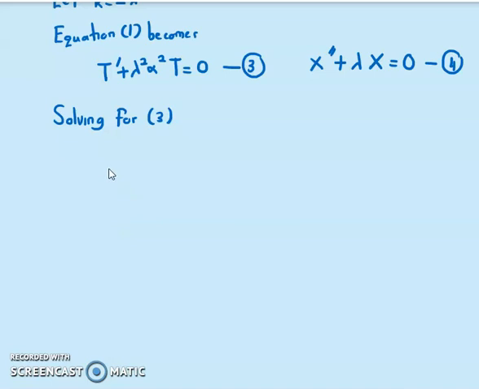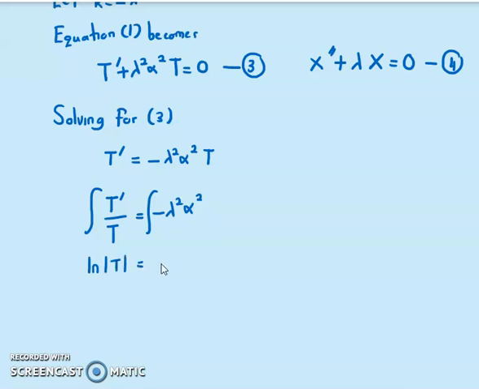So this is first order, right? So the first order equation, we can solve this as T prime equals negative lambda squared alpha squared T. T prime over T equals negative lambda squared alpha squared. Remember, this big T depends on small t. So when I integrate this, I have ln T equals negative lambda squared alpha squared small t with respect to dt. Taking the exponent, lambda squared alpha squared t.